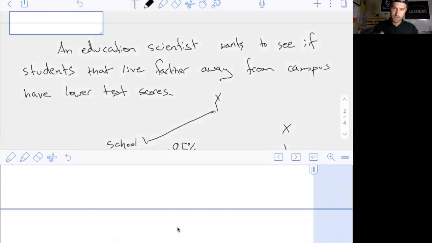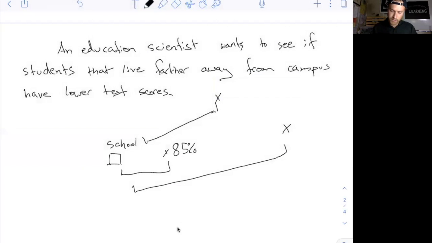And whoa, I got a little thing there. This guy who lives further away from campus, he did a little worse. And then this person who lives way out in the boondocks, they get 65% on their high school SATs or something like that. And so this is what the scientist is doing. They have their distance, and they have their test score.